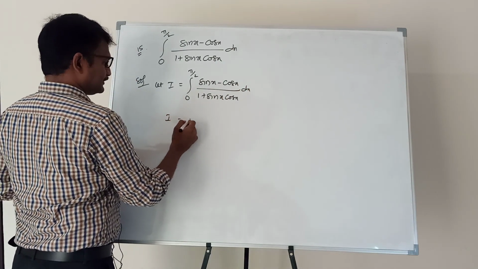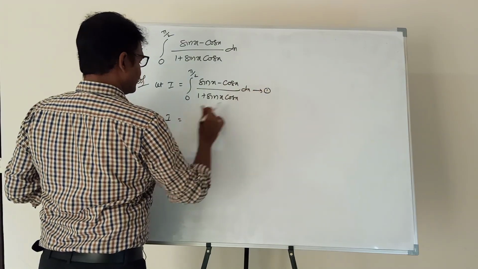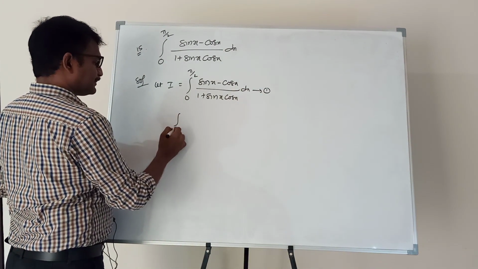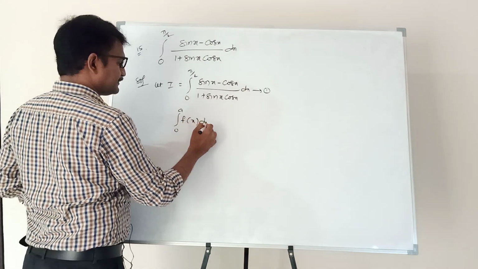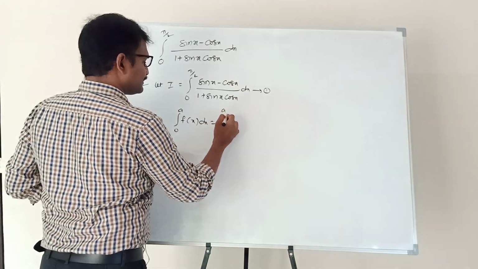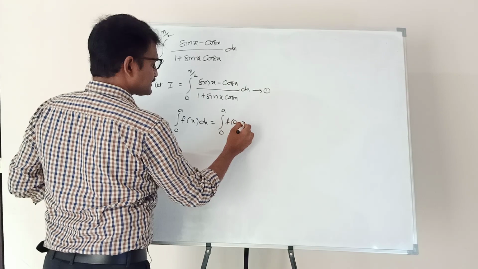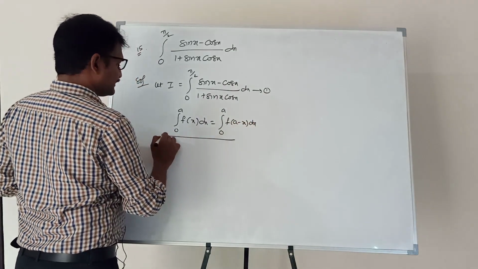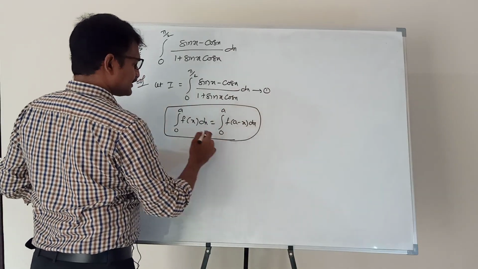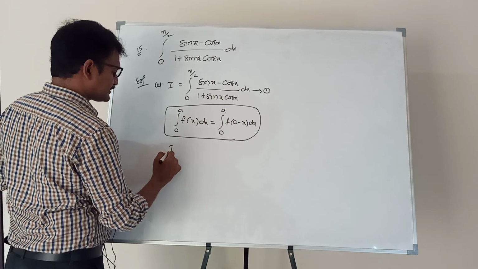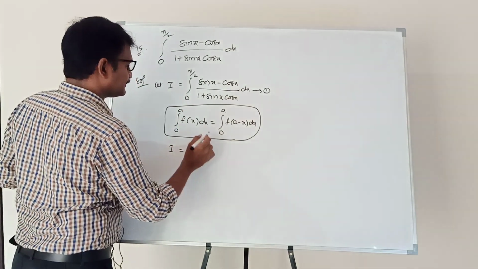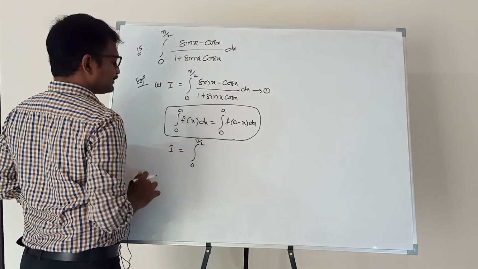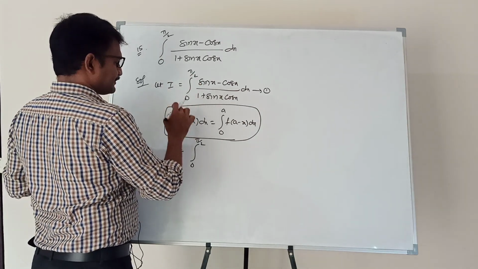I is equal to, let this be equation number 1. According to the property, integration of 0 to a f of x dx is equal to integration of 0 to a f of a minus x dx. In the place of x you can replace with a minus x. So I is equal to integration from 0 to pi by 2, and in the place of a we have pi by 2.